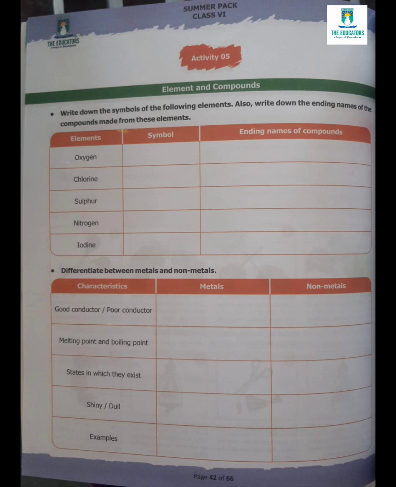Next question is, differentiate between metals and non-metals. As we know, metals are good conductors and non-metals are bad conductors. We have to write these two points in their respective boxes. Similarly, we have to differentiate all other properties of metals and non-metals.